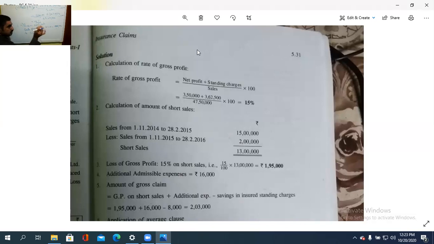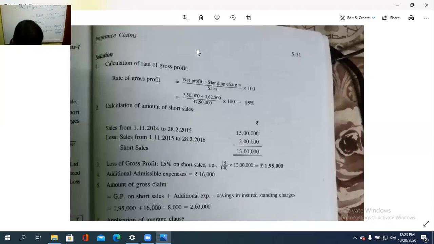അതില് ഒരു കുറച്ച് 4 മാസത്തെ കാലാവധി പറഞ്ഞിട്ടുണ്ട്. അപ്പോഴാണ് ഈ സംഭവം പ്രയർ ഉണ്ടാകുന്നത്. So sale from 1/11/15 to 28/2/16, that is 2 lakh. So 13 lakh is the short sale. Clear? 13 lakh is the short sale.